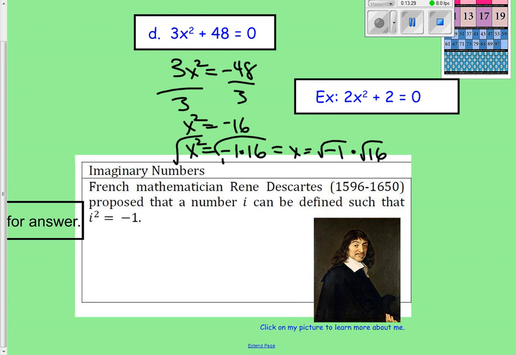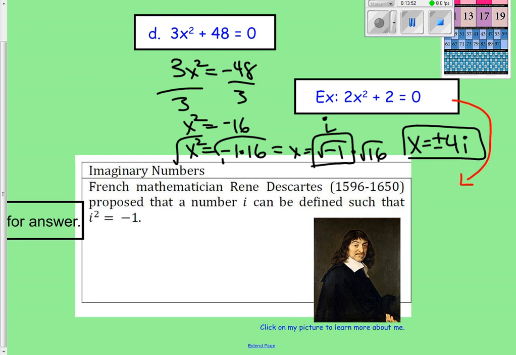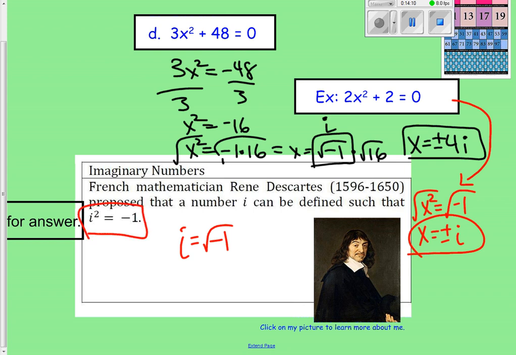Now, the square root of 16 is still 4. The square root of negative 1 is what we in math call i. So x is actually going to be equal to plus or minus 4i. That is going to be my solution. All right, for 2x squared plus 0, all right, I'll do that around here quick. So if I subtract 2 over, divide by 2, I get x squared equals negative 1. So that means when I square root, x is going to be equal to plus or minus i. i is a fancy way of saying that it's a square root of negative 1. So i squared is going to be negative 1, just negative 1.